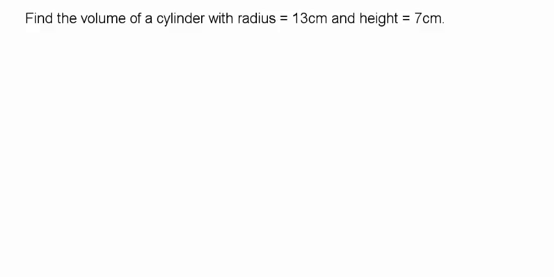Here comes the first one. Find the volume of a cylinder with radius 13 centimeters and height 7 centimeters. We know that the formula for the volume of a cylinder is given by pi times the square of the radius, that is the radius raised to the second power, times the height. In this case, the radius is 13 centimeters, therefore this is r, and the height is 7 centimeters, this is h. Let's plug in these two numbers into the formula to find the volume.